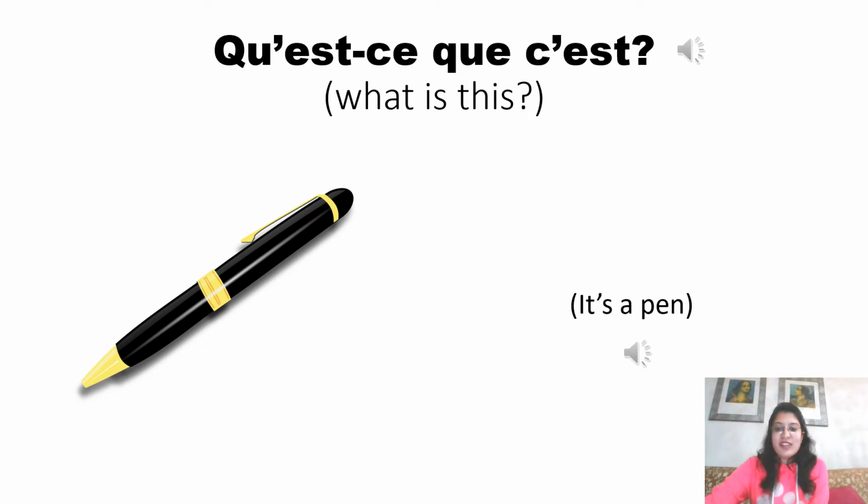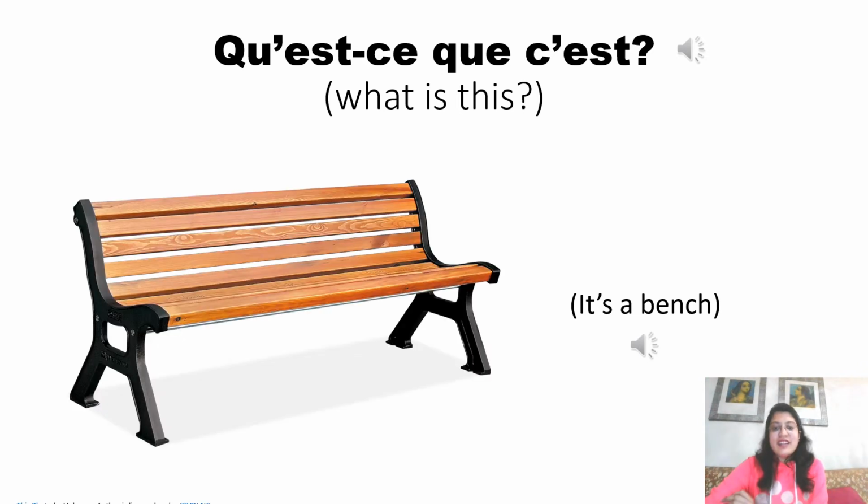Qu'est-ce que c'est? C'est un stylo, c'est un stylo. Now listen to the pronunciation of the native French speaker to say qu'est-ce que c'est. Qu'est-ce que c'est? Again. Now listen to the pronunciation of the native French speaker to say c'est un stylo, it's a pen. C'est un stylo. Again, c'est un stylo.